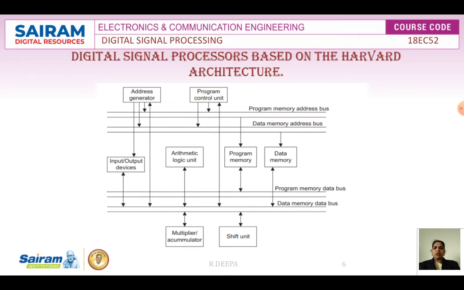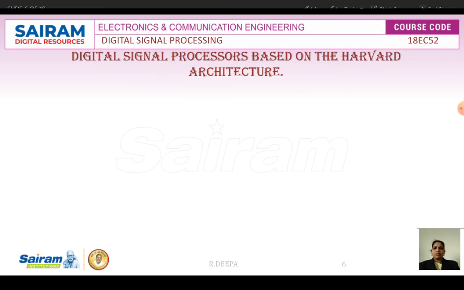This particular block diagram is the Harvard architecture. The Harvard architecture is used in all digital signal processors because of the special features we are going to use in digital signal processing. The Harvard architecture consists of the input output devices, address generators, program control unit and arithmetic and logic unit, and additionally you can observe here there is a separate memory for the program memory and the data memory.